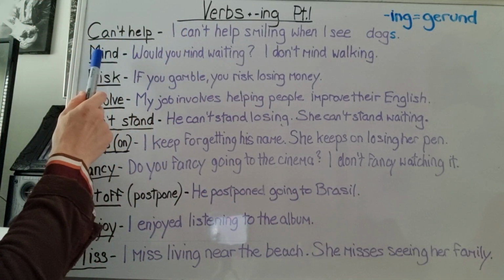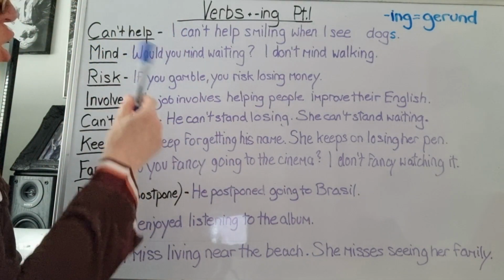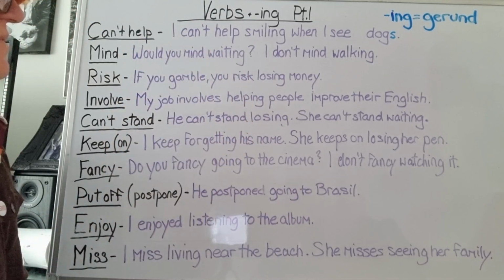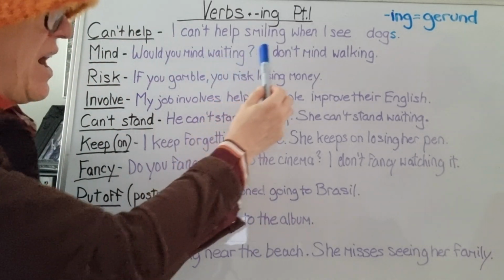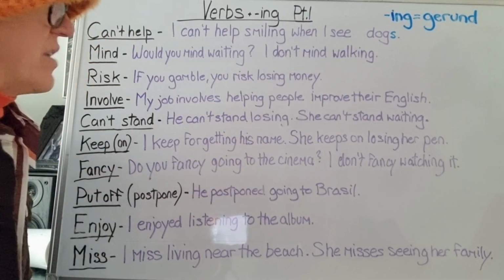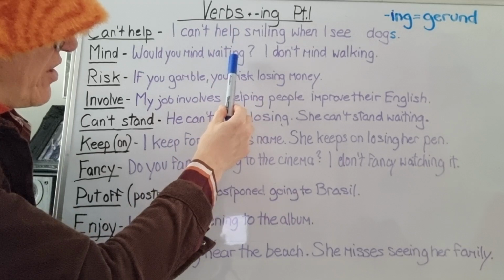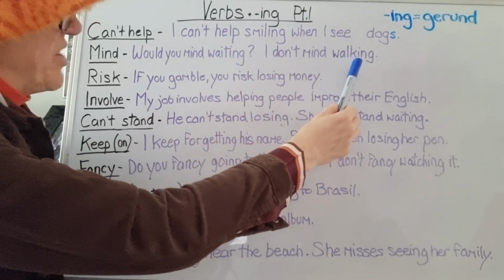Okay. Next verb is mind. Would you mind waiting? Not would you mind to wait. Would you mind waiting? I don't mind walking. Okay? If you use mind and then a verb, the verb must be ing.